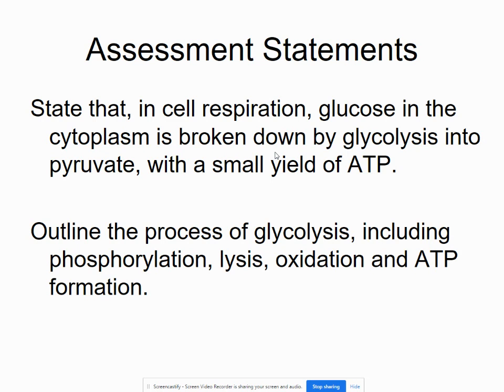First part, this is actually from chapter 3, that you should be able to state that in cellular respiration, glucose in the cytoplasm is broken down by glycolysis into pyruvate, and you get a small yield of ATP. You yield 2 ATP. As we move into chapter 8, I want you to be able to outline the process of glycolysis. So this is going to include phosphorylation, lysis, oxidation, and the formation of ATP. There's a lot of vocabulary coming up, so be ready to pause, be ready to write it down.